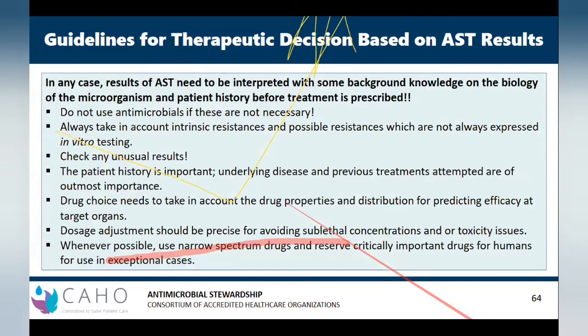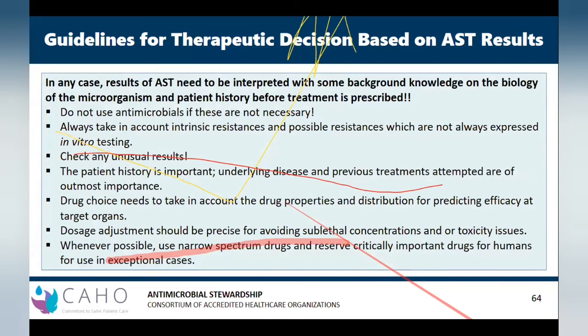To summarize, in any case, the results of sensitivity testing need to be interpreted with some knowledge of the biology of the organism and patient history before treatment is prescribed. Do not use antimicrobials if they are not necessary. Always take into account the natural resistance pattern. Check for any unusual result. The patient history is very important. Drug choices need to be taken into account.